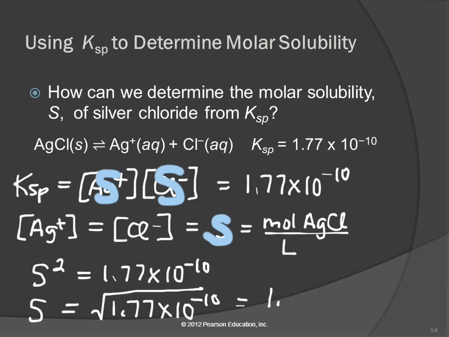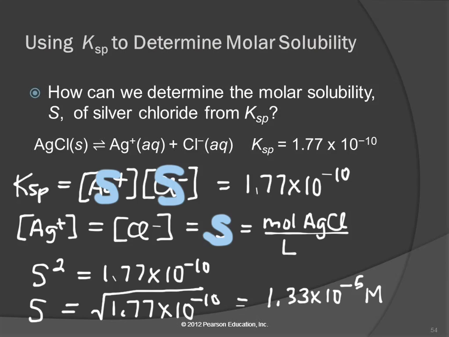So when I do that, I come up with 1.33 times 10 to the minus 5. That is equal to the concentration of silver ion, which is equal to the concentration of chloride ion, which is equal to the number of moles of silver chloride that dissolve per liter. And so the units on that should be capital M for moles per liter. We're not going to get crazy about units right now because I haven't taught you about moles per liter yet. That's coming. Any questions on how I solved the problem?